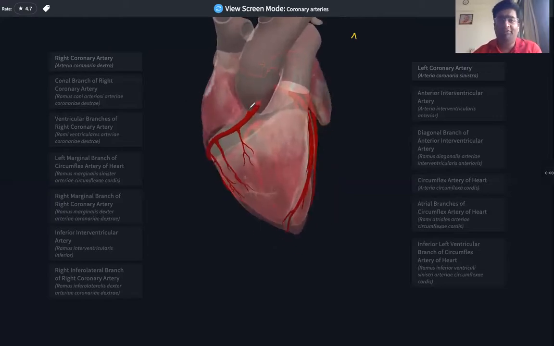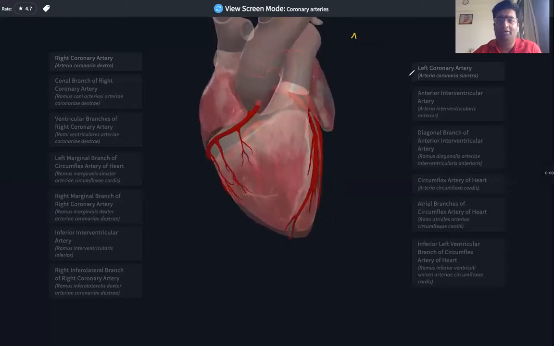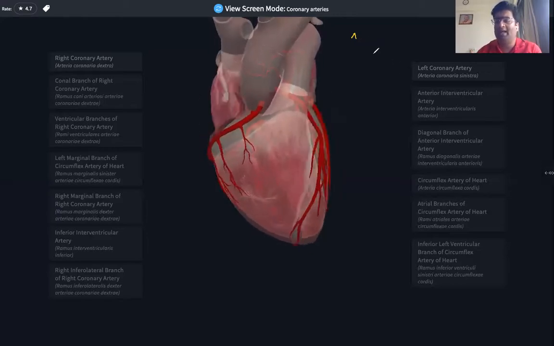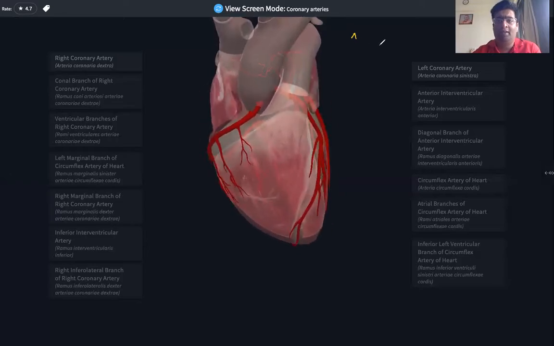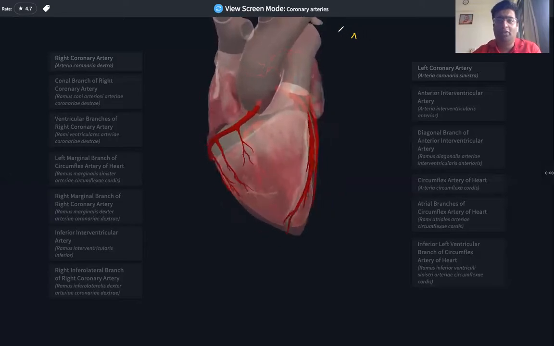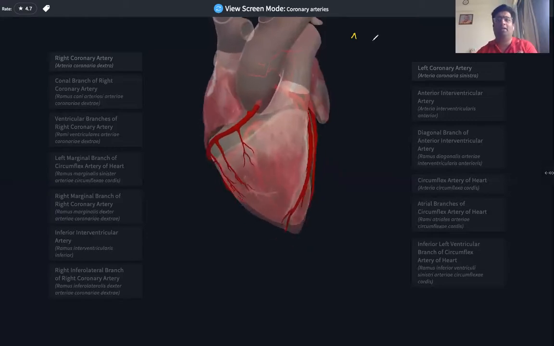Now, the first organ to receive blood from the heart is the heart itself. Now, why is it so? The reason is the immediate branches of the aorta are the coronary arteries.